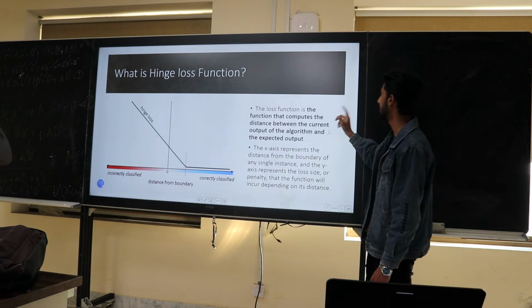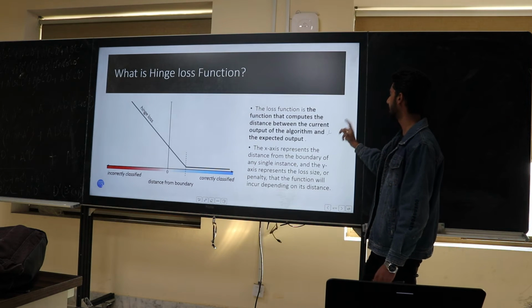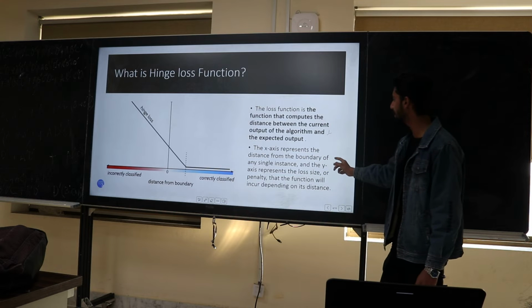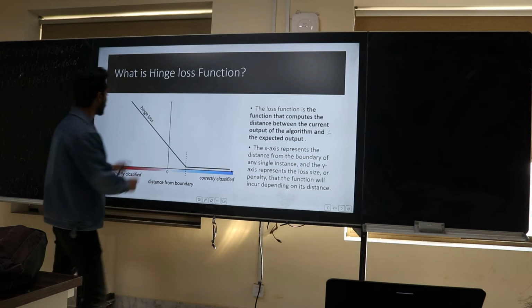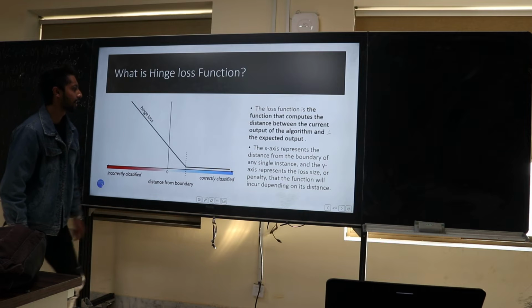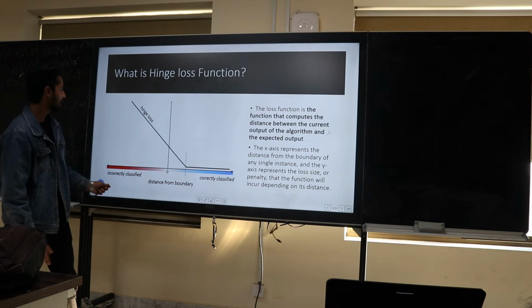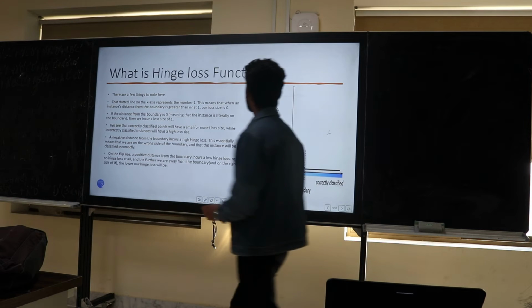So what is Hinge loss function? The loss function is the function that computes the distance between the current output of the algorithm and the expected output. The x-axis represents the distance from the boundary of any single instance, and the y-axis represents the loss size here. So all the penalty that the function will incur depends on its distance.